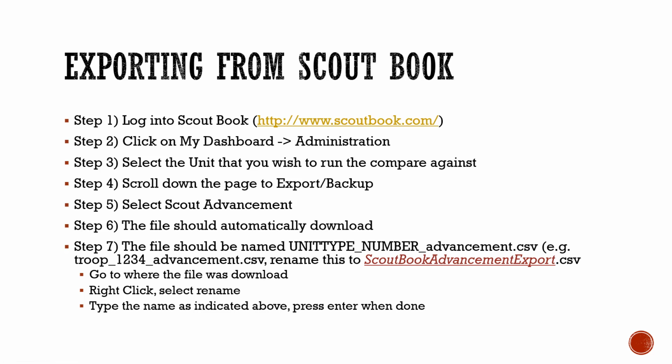The export from ScoutBook is just as simple. You go into your ScoutBook, you go to your dashboard, go to administration, you select your unit that you want to run the compare against. You go down to the bottom of the page, you click on the export and backup, you'll select Scout Advancement, and the file should download. It's usually named something like unit number, something advancement, so like troop 1234 advancement.csv or pack 5569 advancement CSV. Rename that one again to ScoutBook Advancement Export CSV, just like we did before.